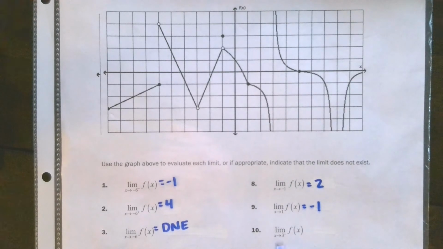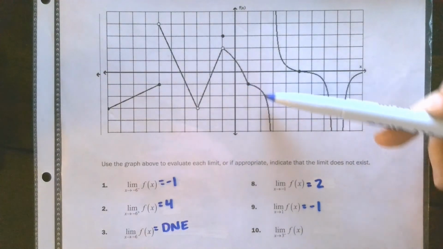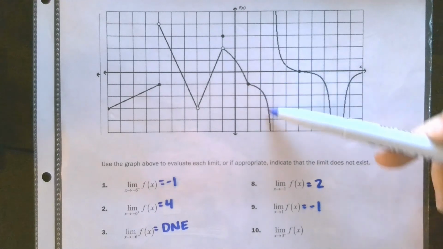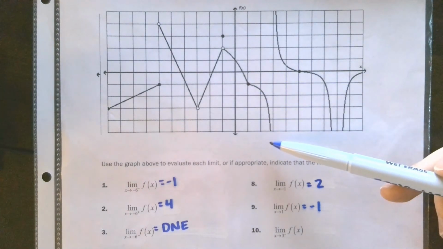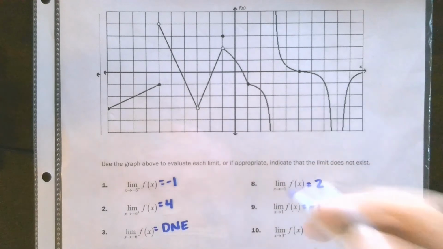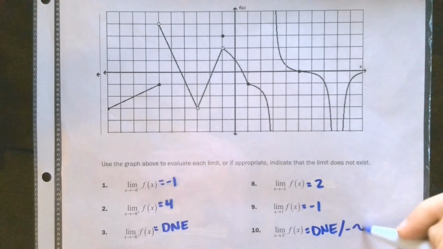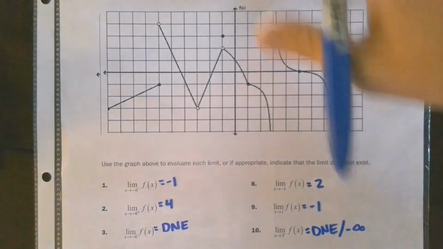And then 10, our limit as x approaches 3 from the left. So we're looking at this value from the left, and we can see that as it approaches 3, it's going off to -infinity. So for a right or left-handed limit, sometimes we are more specific, but we can either say does not exist, or we can say -infinity. Either of those is fine.